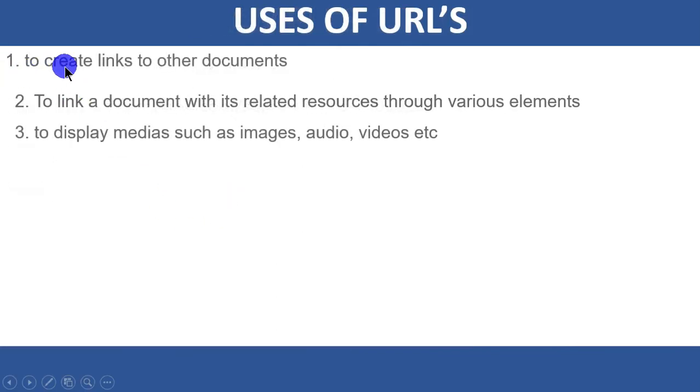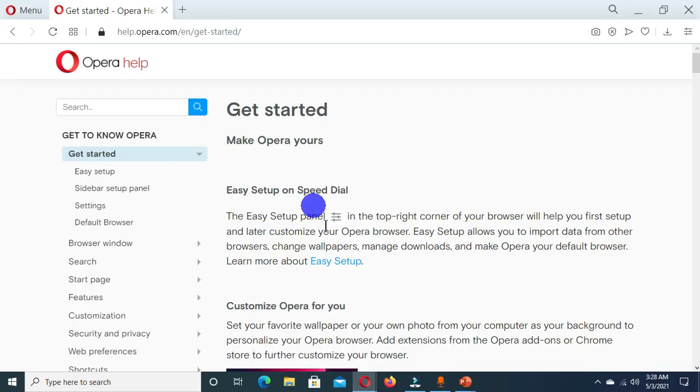Now, what are some of the uses of URL? It is used to create links to other documents. It's used to link a document with its related resources through various elements, and also it is used to display media such as images, audio, videos and so on. So we are going to open a browser on our computer desktop, then insert these URLs and see how they work. Now I have my Opera Mini browser open.